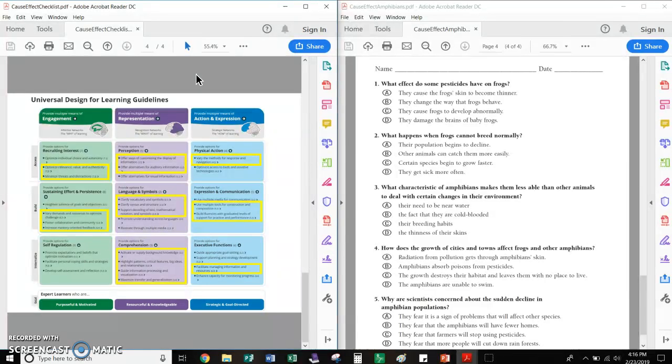So the final checklist that I went through, again, I put yellow squares around where I thought I met the universal design for learning guidelines. My strongest for this one, I felt like was the representation, where I offered ways of customizing and displaying the information and offered alternatives for auditory information.